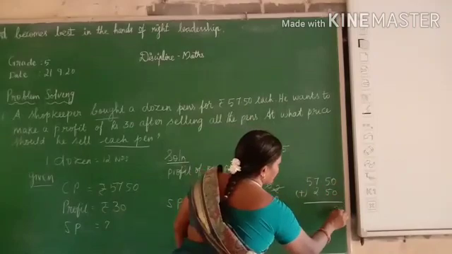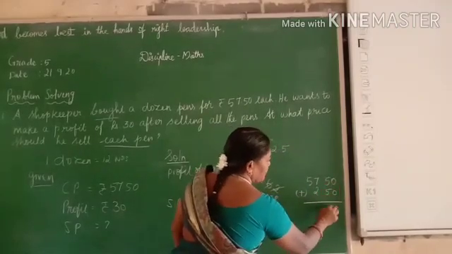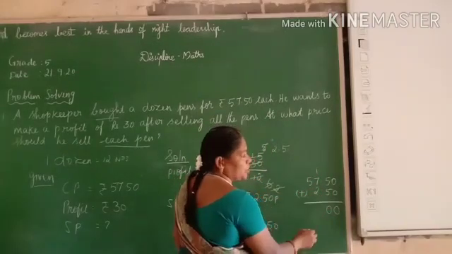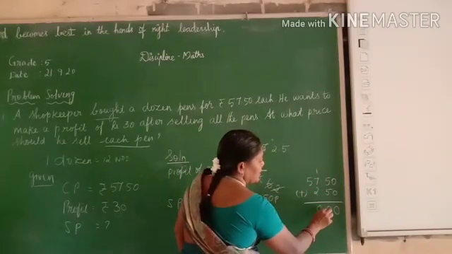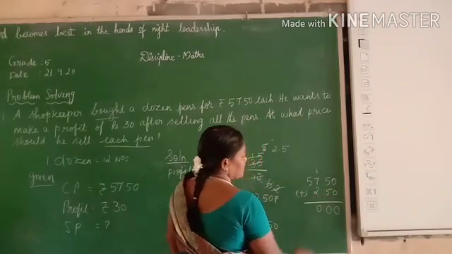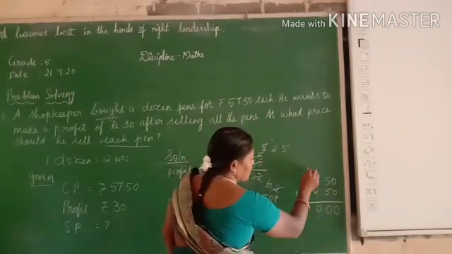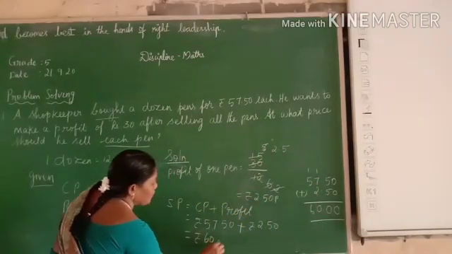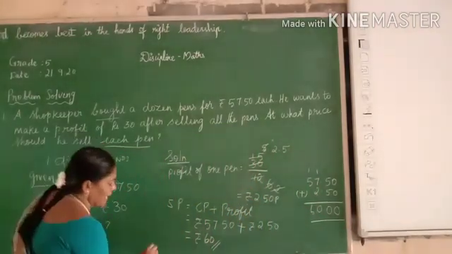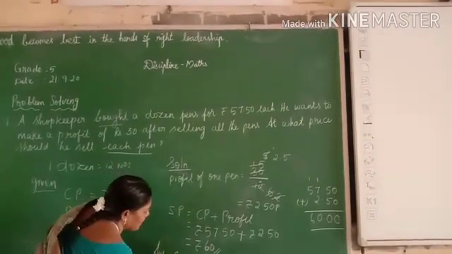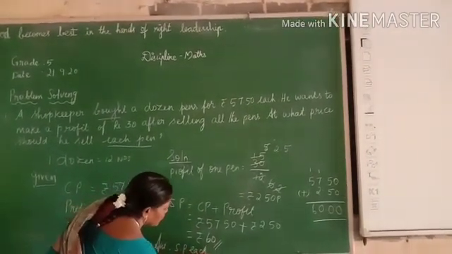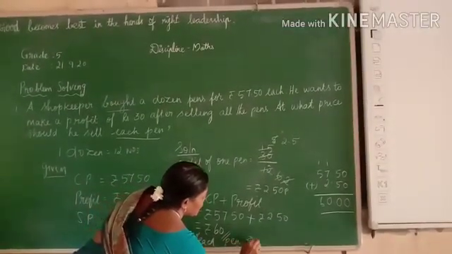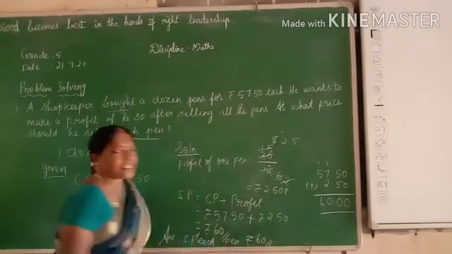Now 0 plus 0, 0. 5 plus 5, 10, put 0, remainder 1 carry over. Then put a decimal also. 1 plus 7, 8. 8 plus 2, 10. You put a 0 here, and the remainder 1 we carry over. 1 plus 5, 6. So rupees 60 is the selling price. So the answer is: selling price of each pen is rupees 60. Are you clear children?